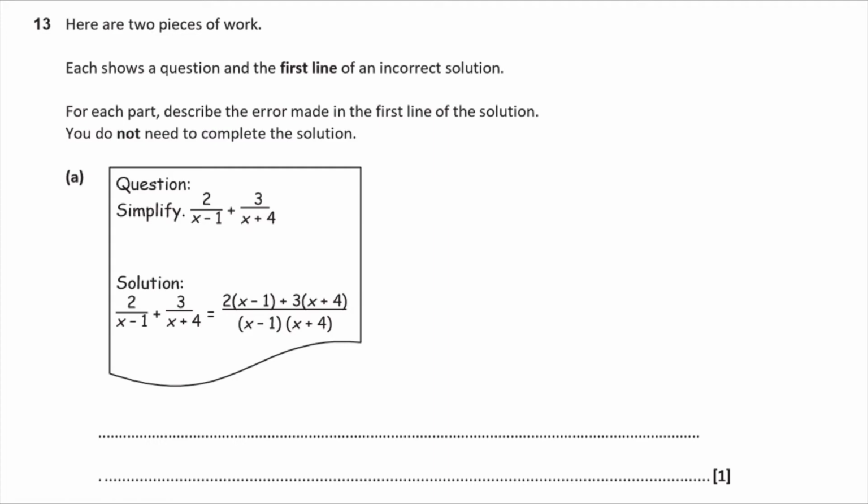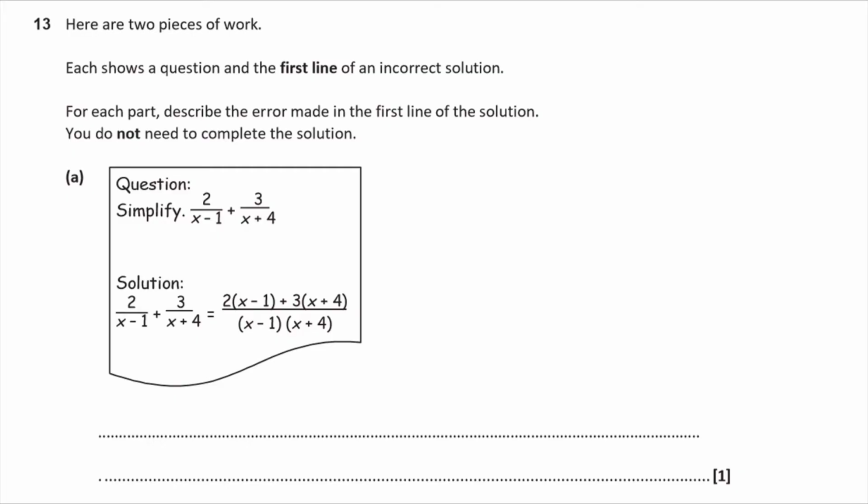Question 13. Here are two pieces of work. Each shows a question and the first line of an incorrect solution. For each part, describe the error made in the first line of the solution. You do not need to complete the solution. For each part, describe the error made in the first part of the solution.